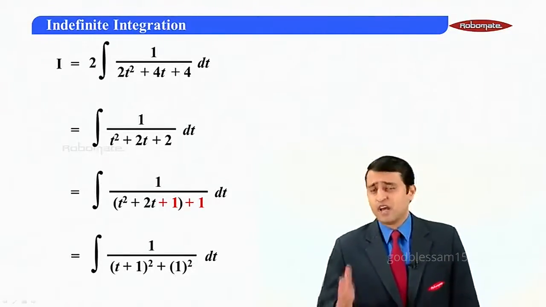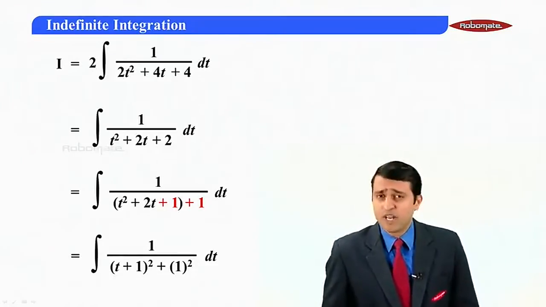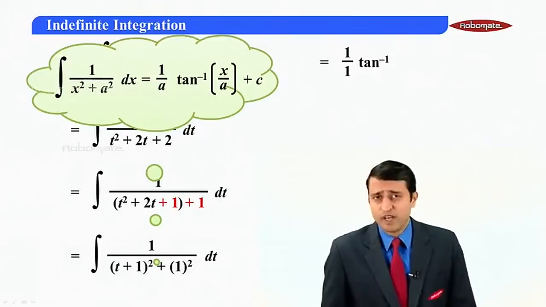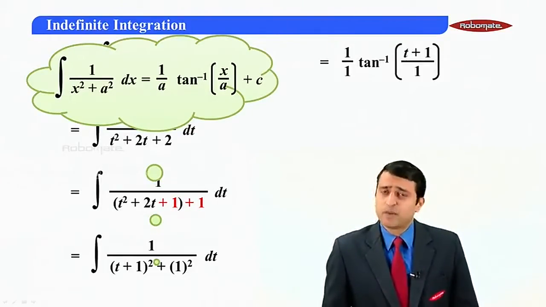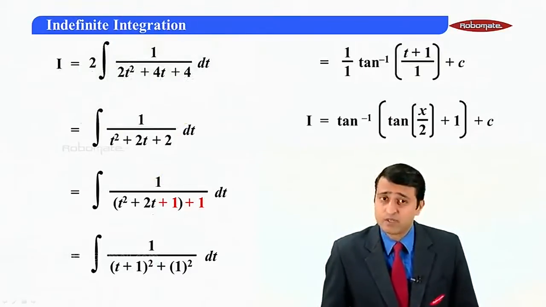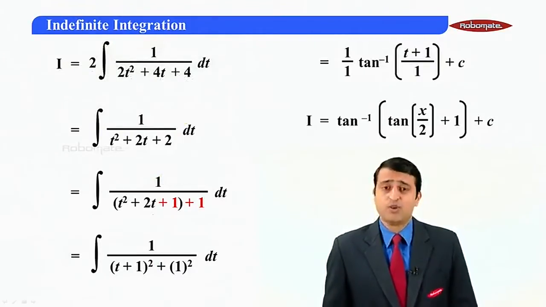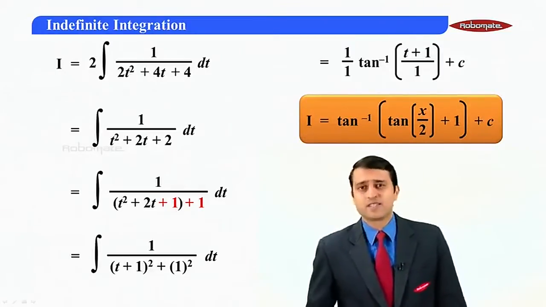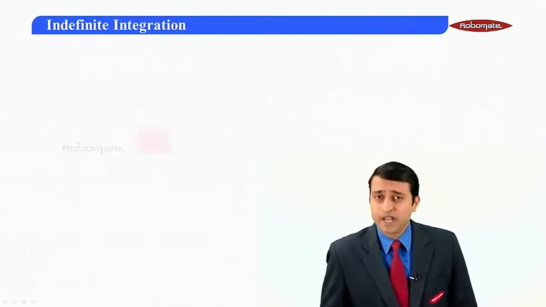Is that okay? Now again the integral is of the form 1 upon x square plus a square. So 1 by a, so that's 1 by 1 tan inverse of t plus 1 upon 1 plus c. That is nothing but tan inverse of t was tan x by 2. So tan inverse of tan x by 2 plus 1 plus c. That's your final answer. Now again you need to practice a little bit.